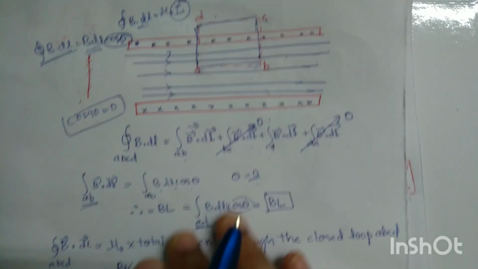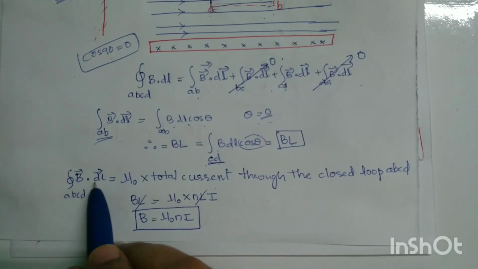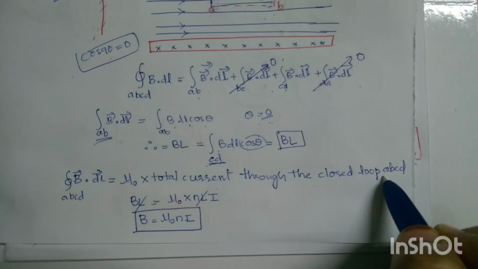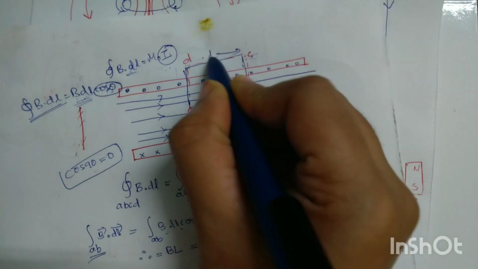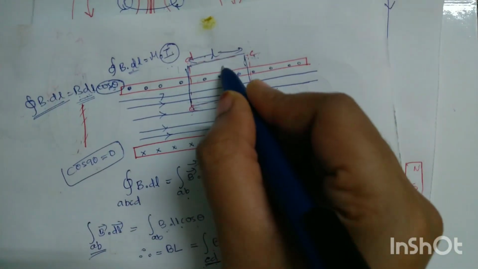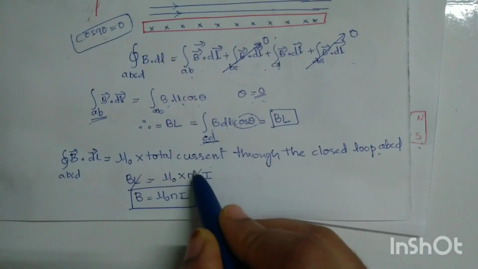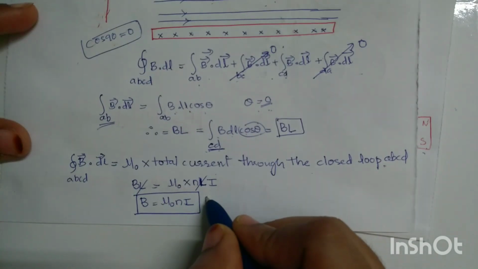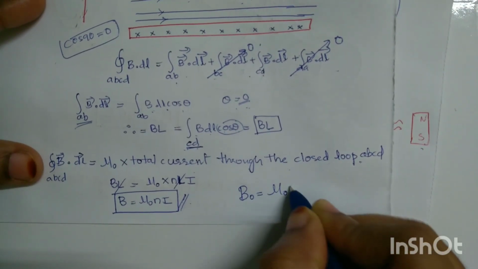Then from Ampere's circuital law, the integral over the closed loop ABCD of B dot dl is equal to mu naught times the total current through the closed loop. Suppose L is the length of the solenoid, and the total current enclosed is I. Therefore we can write B L equals mu naught n L I, so B is equal to mu naught n I. This is a very important expression for the solenoid. The magnetic field is equal to mu naught n I.